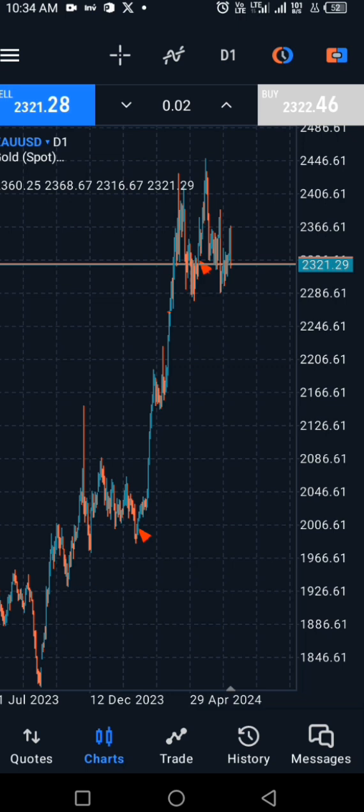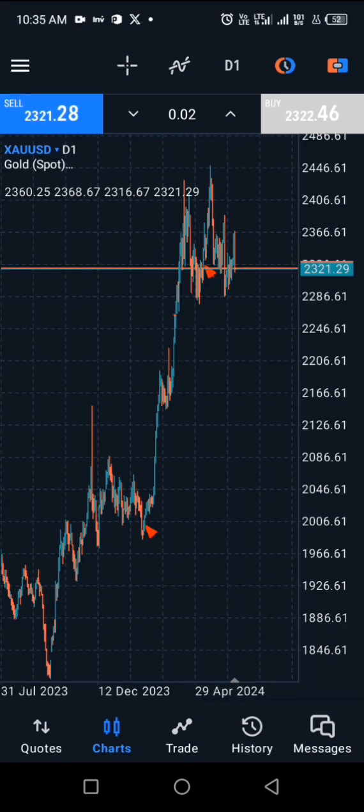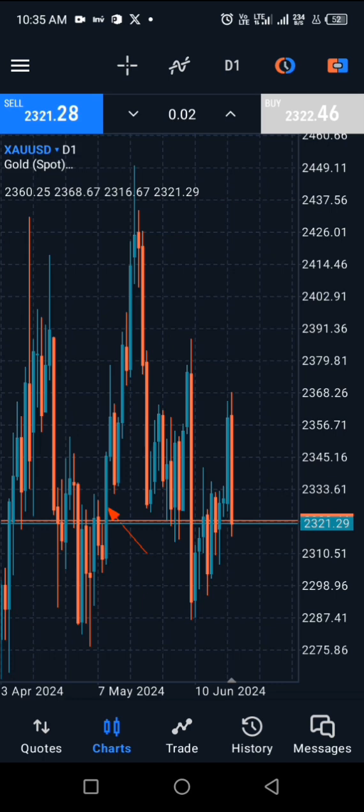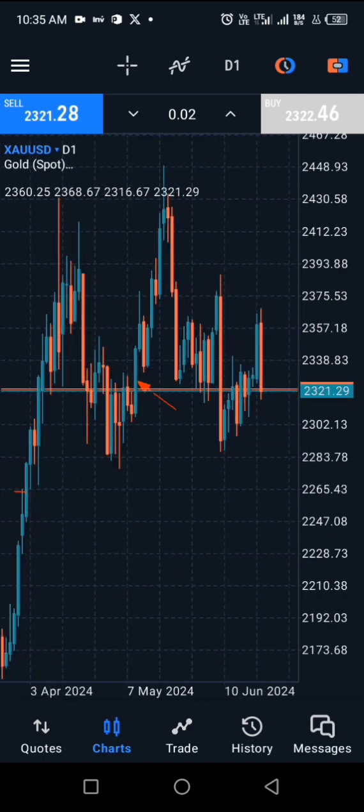You will notice that gold USD has been on an uptrend for a while, and recently it started consolidating. So we'll move to the 4-hour time frame to see what we can find as structure.